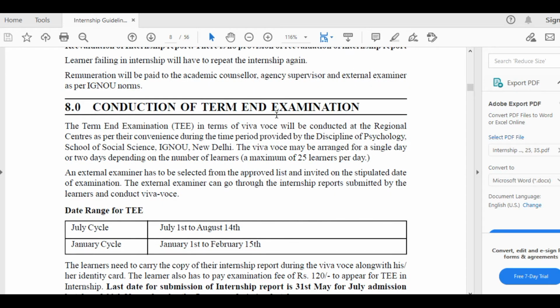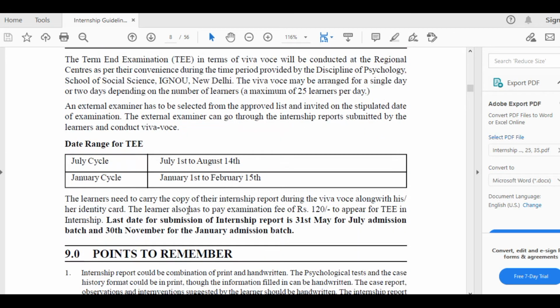Conduction of the term end examination, that is your viva. Please look at the last date of submission of the internship report. For the July admission cycle, 31st May is the last date of any year. For the January cycle, November 30th is the last date of submission.